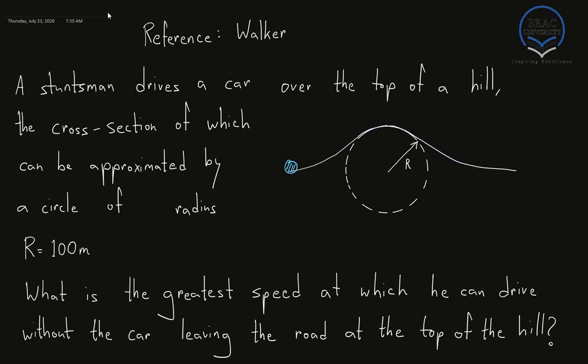Well, what has to happen is that his car along these points has to travel in an arc of a circle of radius 100 meters. Well, how can he do that? He can do that if there's a centripetal force on him that is given by mv square by r. The maximum value of v square is given by the maximum possible value of centripetal force, which can determine for us the greatest speed at which he can drive without the car leaving the road at the top of the hill.